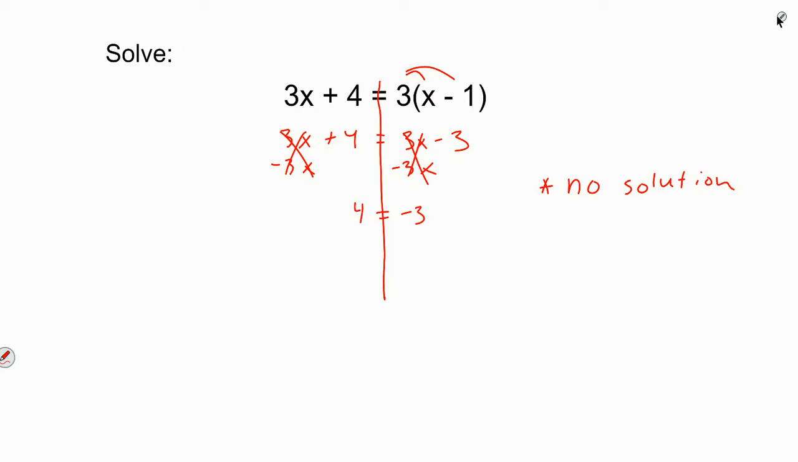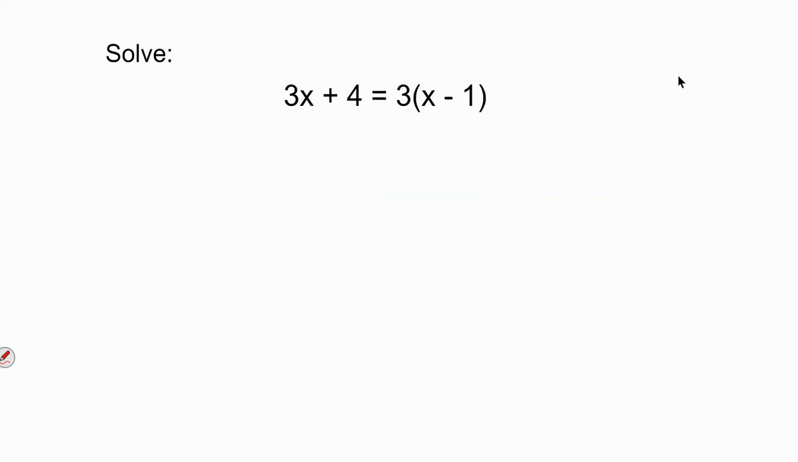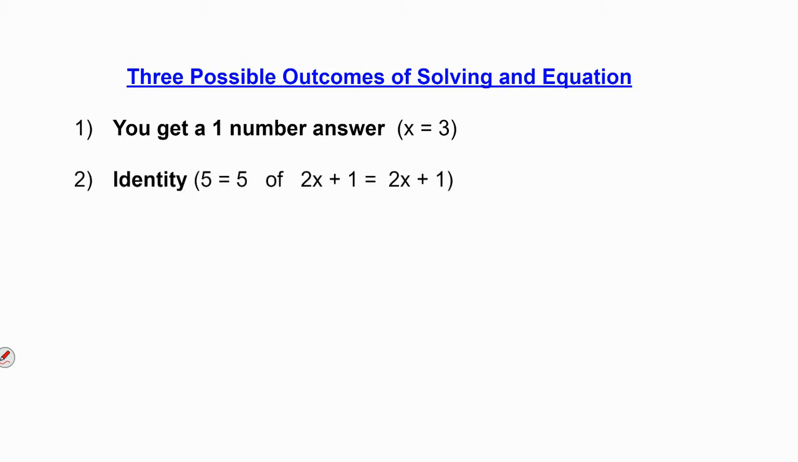So to summarize solving equations, there are really only 3 possible outcomes. The first one is when you get just a plain number answer, and this is all the other videos that we have. You'll get x equals 3, x equals negative 100, something like that. The second possible outcome is an identity, and that's when the left side equals the right side. So when you have something like 5 equals 5 or 2x plus 1 equals 2x plus 1, you can plug in any numbers, and so this is also called all real numbers.